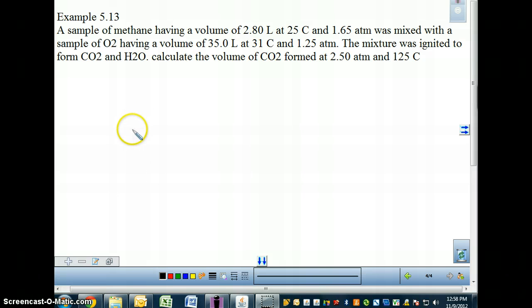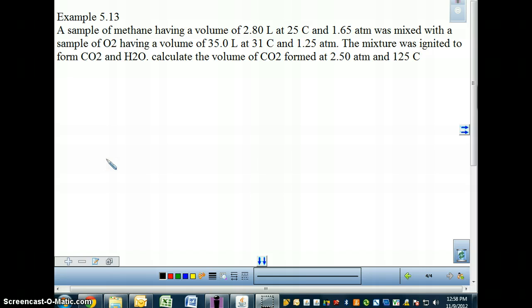The following is an explanation of example 5.13 out of the textbook on page 204. We're given a sample of methane with a volume of 2.80 liters at a temperature of 25 Celsius and a pressure of 1.65 atmospheres. This methane is then mixed with a sample of oxygen with a volume of 35 liters at a temperature of 31 Celsius and a pressure of 1.25 atmospheres.